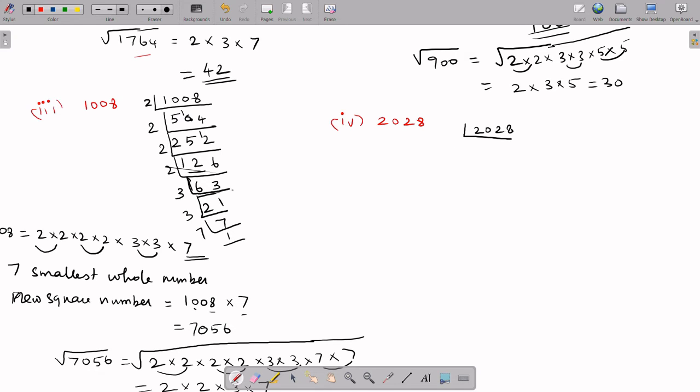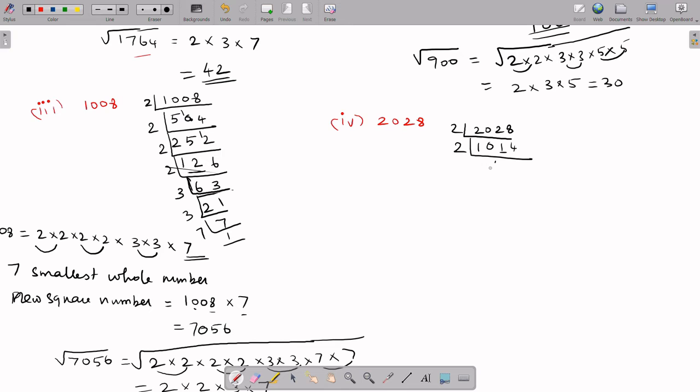2028. 2 we have to write. 1 2s are 2, 0, 1 2s are 2, 4 2s are 8. Again use 2 here. 5 2s are 10. And here this 1 does not go with 2, so put 0, and 1 in 14 is there. 7 2s are 14. Again use 2, 2 2s are 4, and here your 1 is there. 5 2s are 10, and this does not go with 2. Here 7 is there, so it does not go with 2.